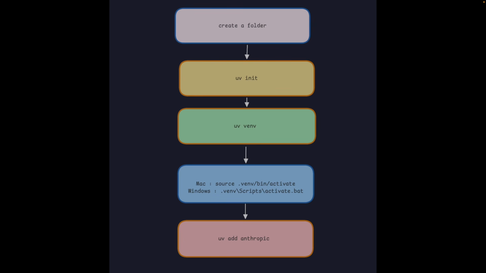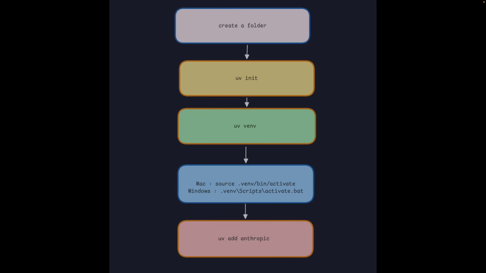Next, create a folder and open it in a terminal window. Run the command uv init to create a new Python project in the current directory. Then execute the command uv venv to create a Python virtual environment. This isolates project dependencies, allowing different projects to use different package versions without conflicts. Activate the virtual environment by running the appropriate command based on your operating system.